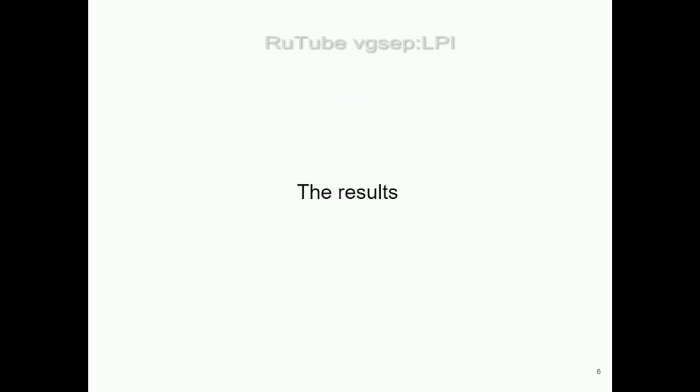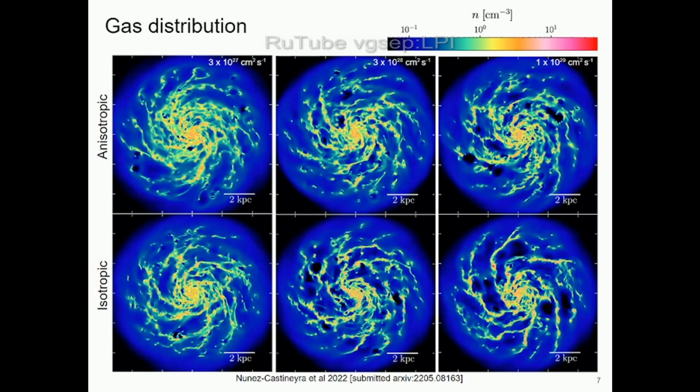So what's the result? These are the six simulated galaxies, and this is the density of the gas. On the top are the three anisotropic diffusion simulations and the three isotropic ones on the bottom. The kappa parameter grows as you go to the right, so this is 10^29. As you can see from a very quick look, this is not a good way of disentangling. The gas is more or less the same. There are some small differences, but it's not very efficient.